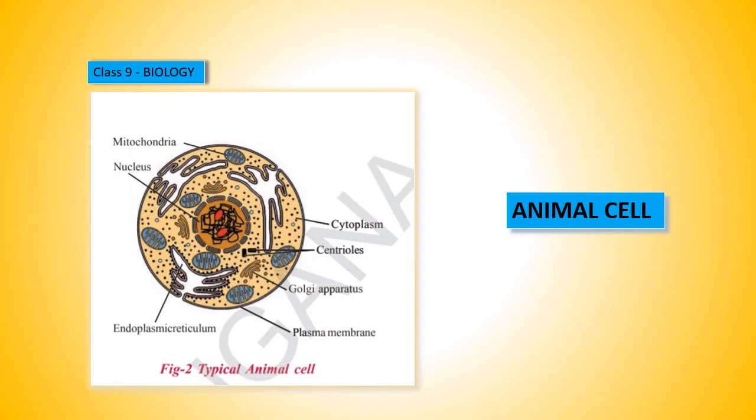And this is the structure of animal cell. All the parts that we have seen in the plant cell are also present in this. The only thing is that the cell wall is absent, as well as there is no big vacuole as we have seen in the plant cell.